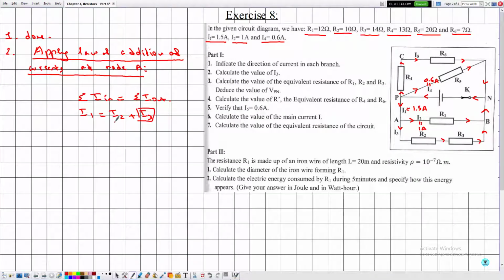So what's the type of this equation? This is a linear equation in one unknown. The value of I1 is 1.5. The value of I2 is 1, plus I3. So I3 is equal to 1.5 minus 1, which is equal to 0.5 amperes. So I3 is equal to 0.5 amperes. And the moment we calculate a current, let's place it on the circuit.